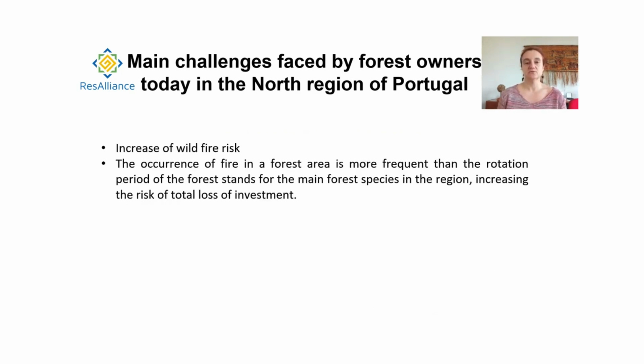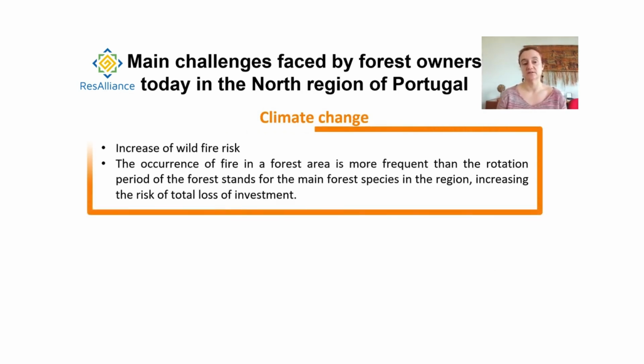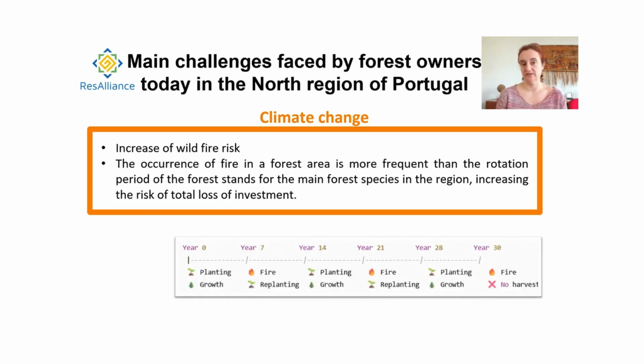The second group of challenges relate with climate change. Of course, the increase of wildfire risk. We see this also in many other land labs across Resilience. But another issue arises: the occurrence of a fire in a forest area that is more frequent than the rotation period that is expected for the forest stands of the main forest species of the region, as I told you, the Pinus pinaster and the eucalyptus.